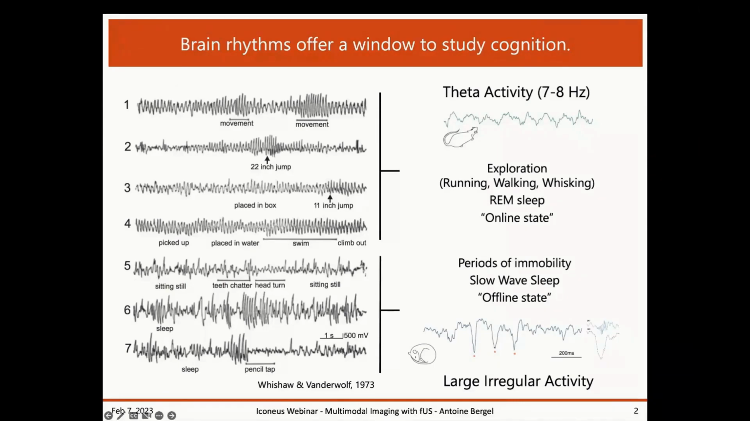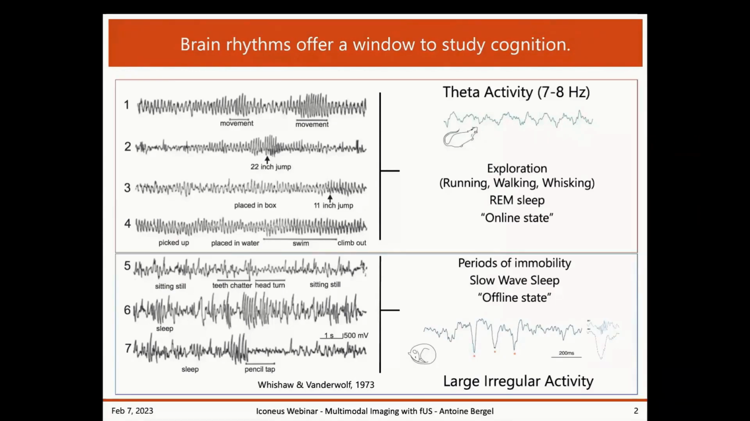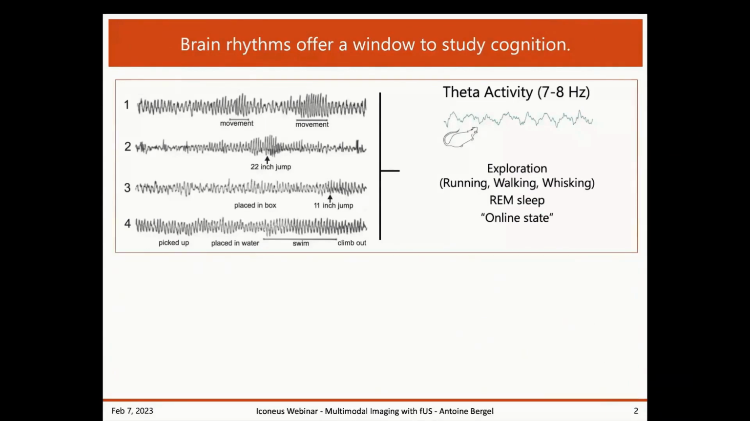And you see this theta activity every time the animal engages in exploration and during REM sleep. We are going to see that in the second part of the presentation. However, when the animal is immobile or in slow wave sleep, we refer to that state as an offline state, and you just see large irregular activity. These two states are mutually exclusive. You cannot observe them together.